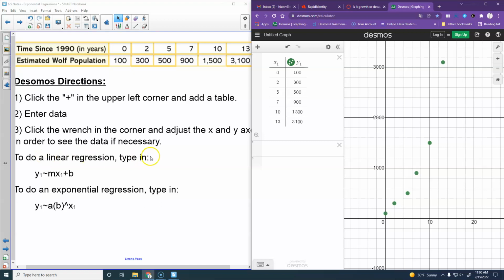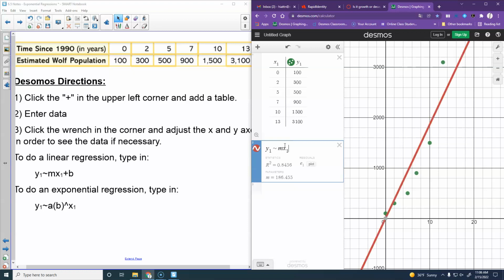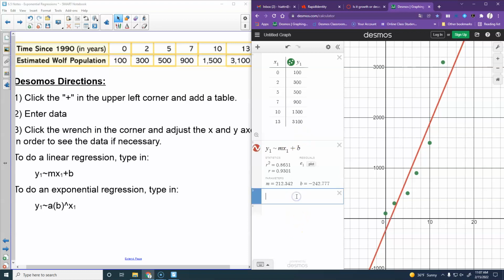So to do a linear regression, you're going to type in the equation of a line. And a line was y equals mx plus b, right? So you do have to put a 1 after your y. You got to do y1 squiggle mx1 plus b. And then you should see a line show up there.